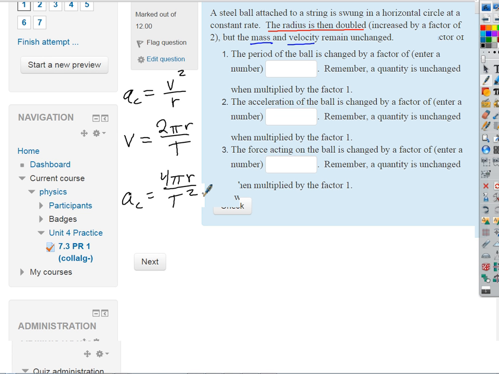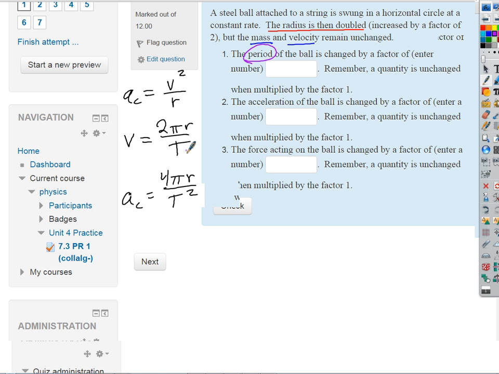So what about this first one here? Nothing is mentioned up here about acceleration, is it? Right? Look at the quantities that we're comparing. The period of the ball, so we're looking for that, and I'll make that one purple because we don't know what that one is yet, is changed by a factor of what? Well, we're trying to relate period and velocity and radius. Well, period and velocity and radius are related by that equation right there, aren't they?